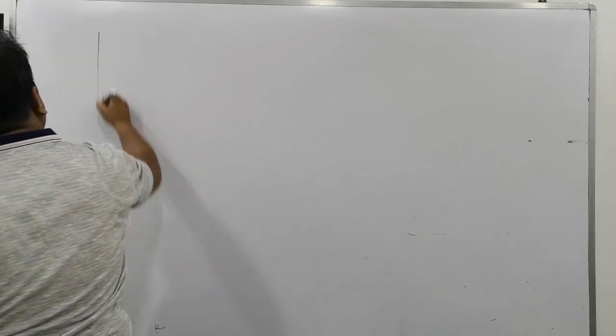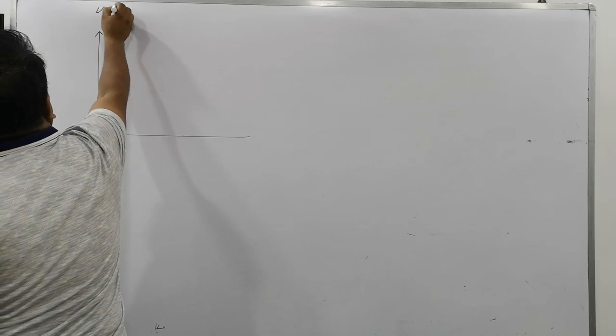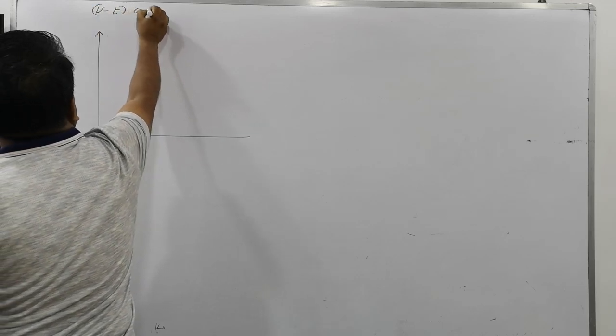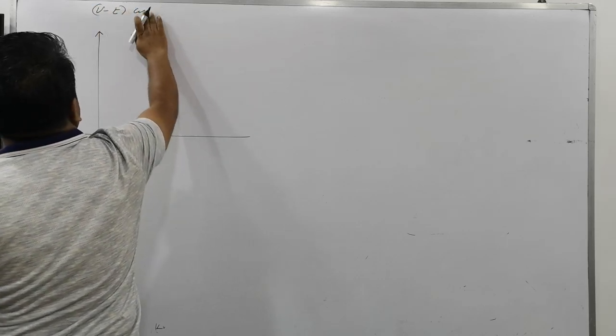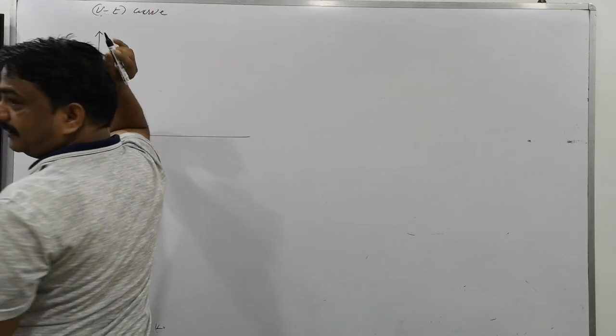Okay. Have a look at this. I am drawing a curve here. It's a vt curve. Do you know what a vt curve is? Velocity-time curve. Is that clear?